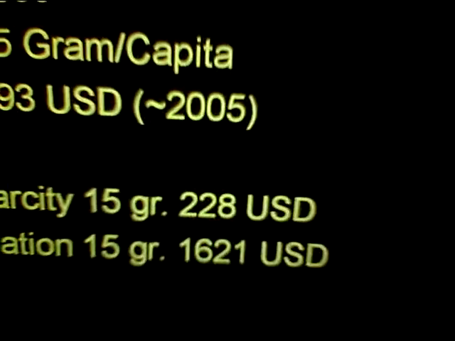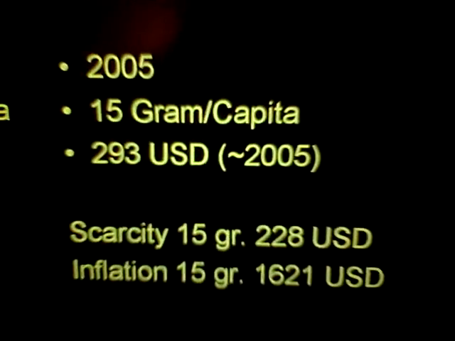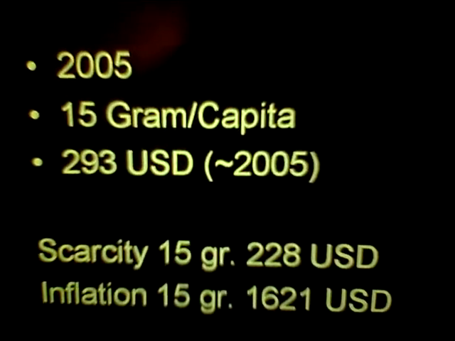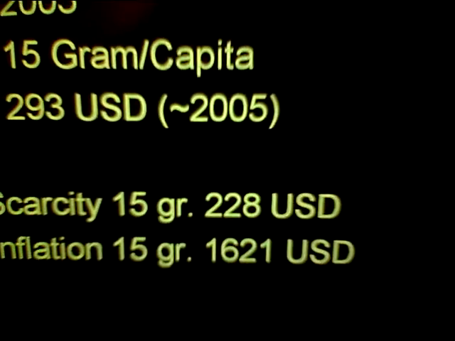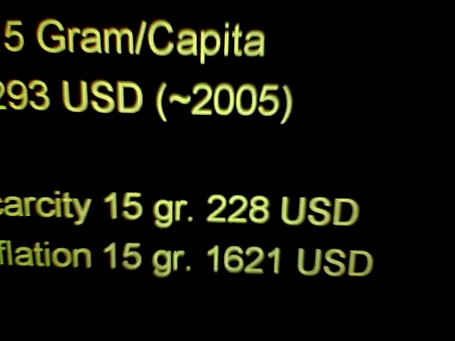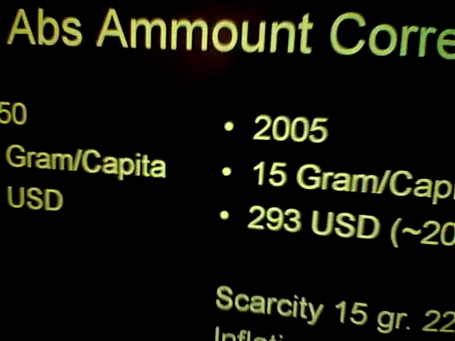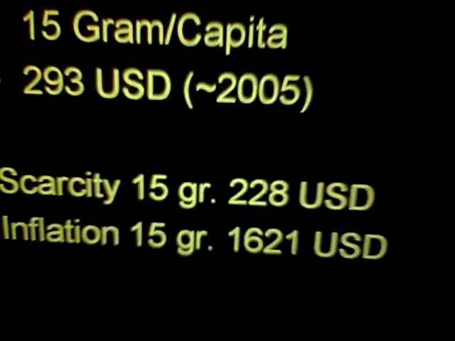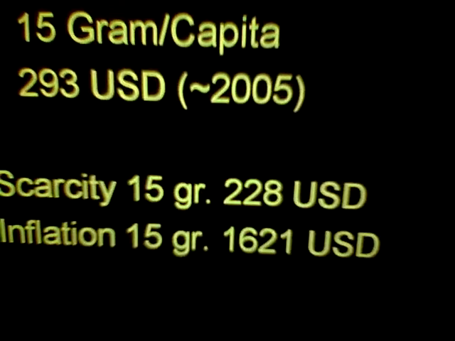$1950. Then of course you have to correct for inflation, because inflation basically means there's more money going around in the economy, and that's the 711% inflation, which would bring the price of the same amount, the 15 grams I'm talking about here, up to $1,621 US.